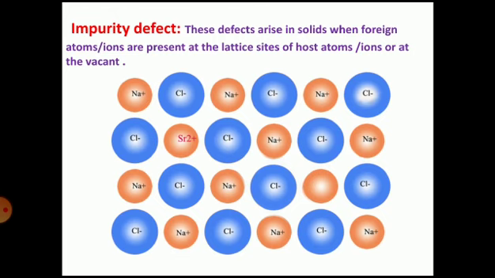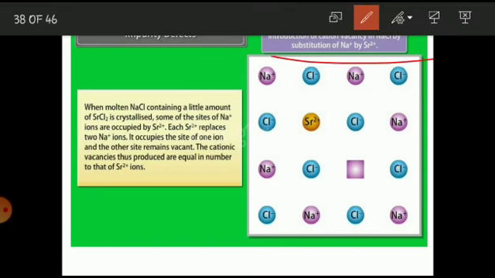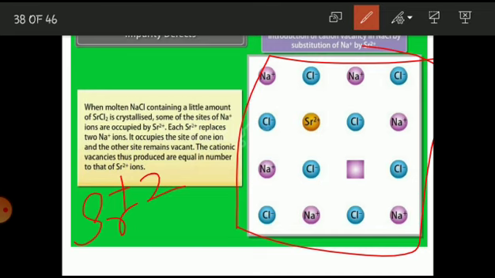This defect arises in solids when foreign atoms or ions are present at the lattice site of host atoms or ions, or at the vacant site. Let us try to understand this. When we are having a sodium chloride crystal, and we are adding strontium chloride, that is a foreign atom, Sr plus 2. So this is a particular sodium chloride crystal. In this crystal, when we are adding the foreign atom, that is strontium plus 2, this strontium plus 2 will replace two sodium ions.